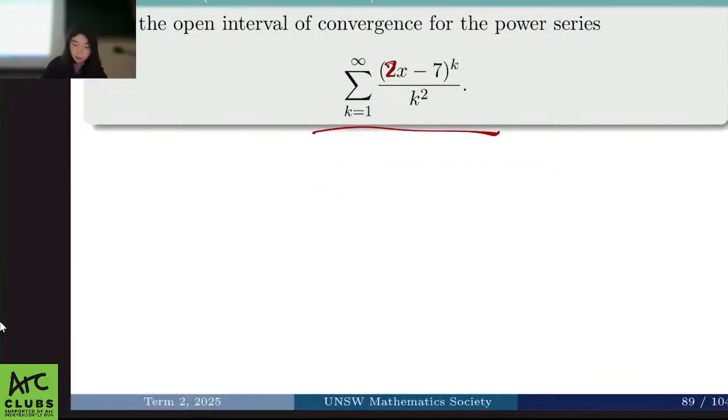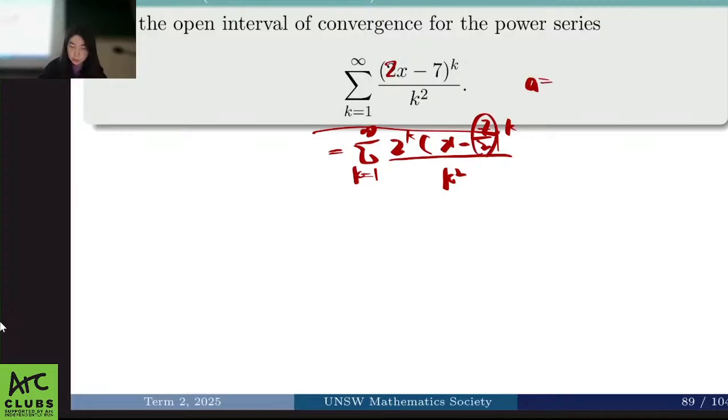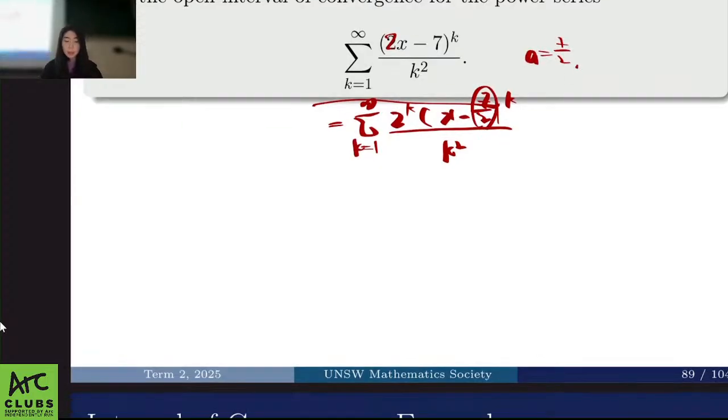So then we can pull out a 2 to the power of k. So this is equal to the sum from k equals 1 to infinity of 2 to the power of k, so we factor that out, times (x minus 7/2) to the power of k, divided by k squared. So note that here a just takes the value of 7/2. And we want to find the open interval of convergence for this power series.